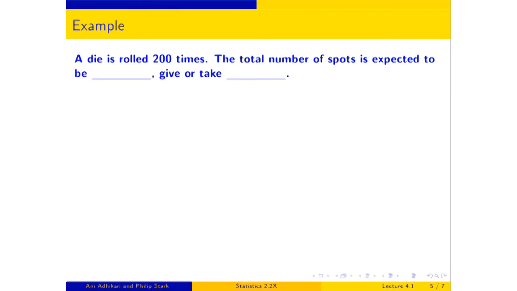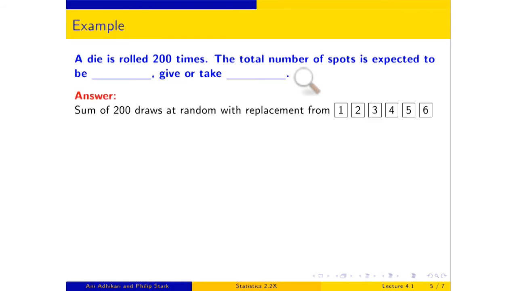And after this example, you can do more interesting ones. But it's good to start with something simple. Right, so you've rolled a die 200 times, and you want to know what you expect the total number of spots to be. And now you also want a margin of error. So how do we do this? Well, we know that our total number of spots is like the sum of 200 draws from the box 1, 2, 3, 4, 5, 6. And now we've got a machine that figures out how to calculate the expected value of the sum and the standard error for the sum.